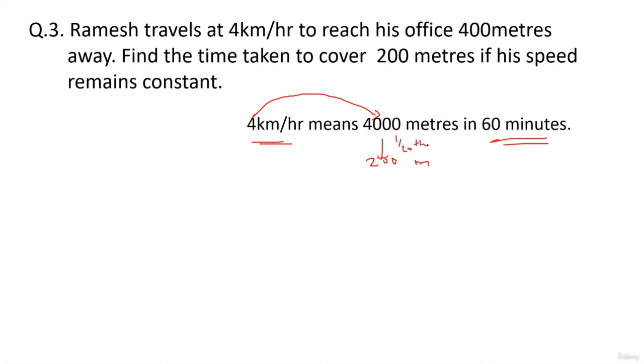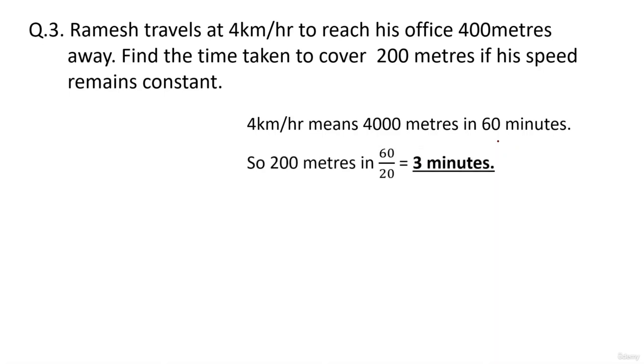Right, whenever speed is constant, the distance is directly proportional to the time. Right, so अगर distance 1 by 20th हो गया, time भी क्या हो जाएगा? 1 by 20th. So the answer is 1 by 20th of 60, which is 3 minutes.